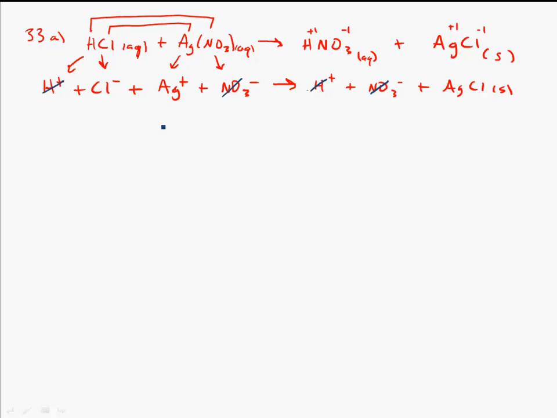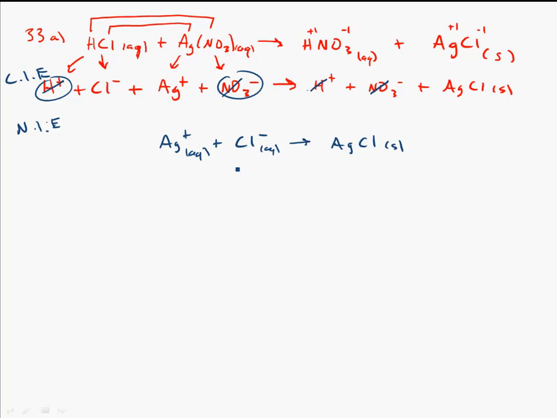Now we can go through and make our net ionic equation. Remember, this is our complete ionic equation. Our net ionic equation is going to look like this. Ag plus plus Cl minus goes to AgCl. Okay? Spectator ions are going to be H plus and NO3, and this is our net ionic equation.